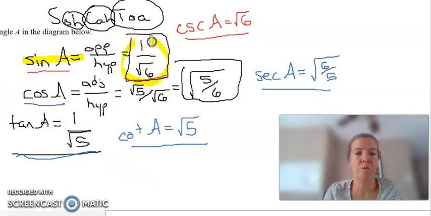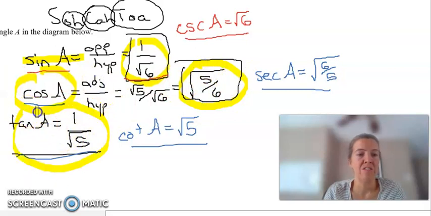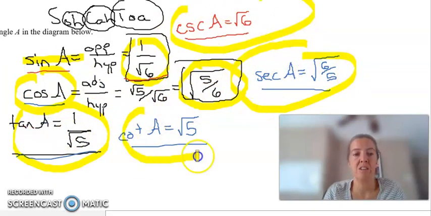Sine of a is equal to 1 over the square root of 6. Cosine of a is equal to the square root of 5 over square root of 6. Tangent of a is 1 over square root of 5. And then we've got cosecant, secant, and cotangent.